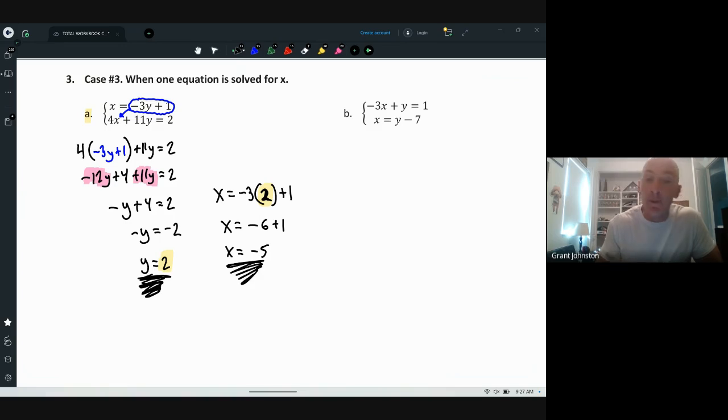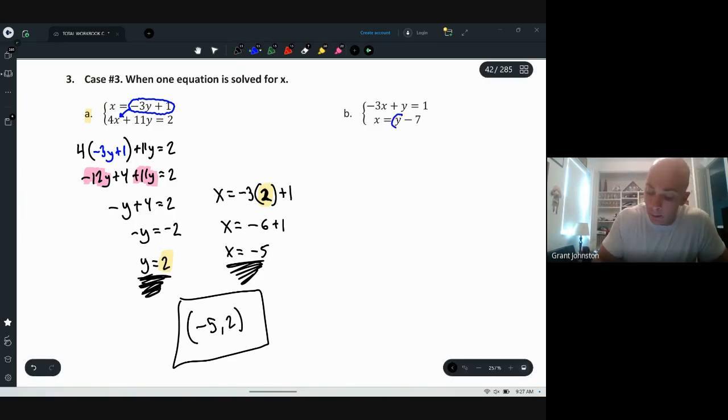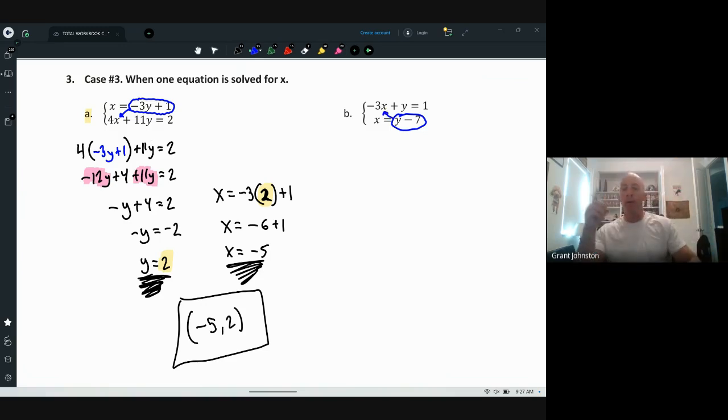So now be very careful with these ones because make sure you list your coordinate as x, y. So x is negative 5, y is 2. A lot of times people accidentally put the 2 first on this one because that's the answer they got first. But remember, all coordinates are x, y coordinates, so x needs to come first. Okay, one more example. So just so you know, on this one, you're going to remember this is x equals y minus 7. So that's going to go in for x as you do that one.